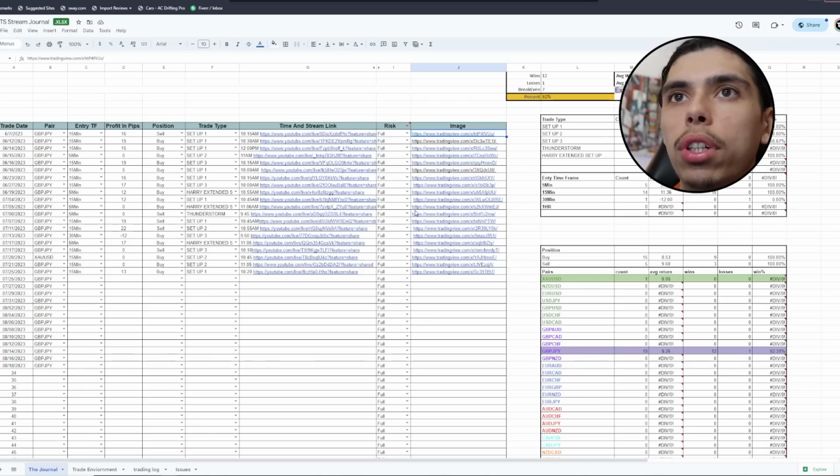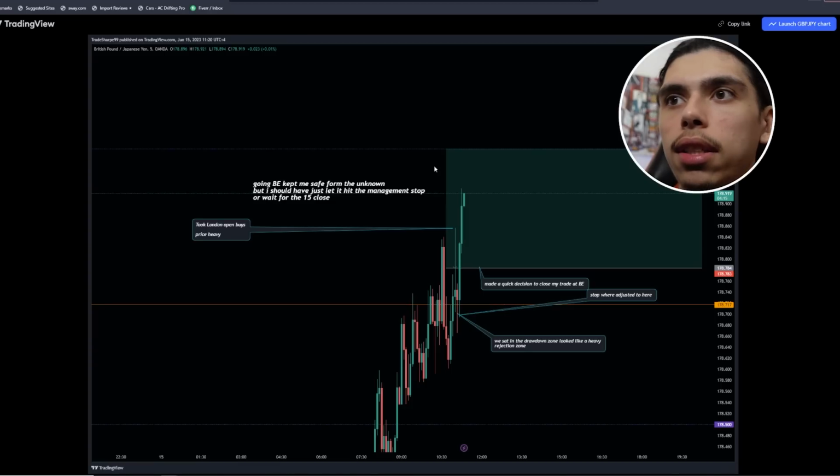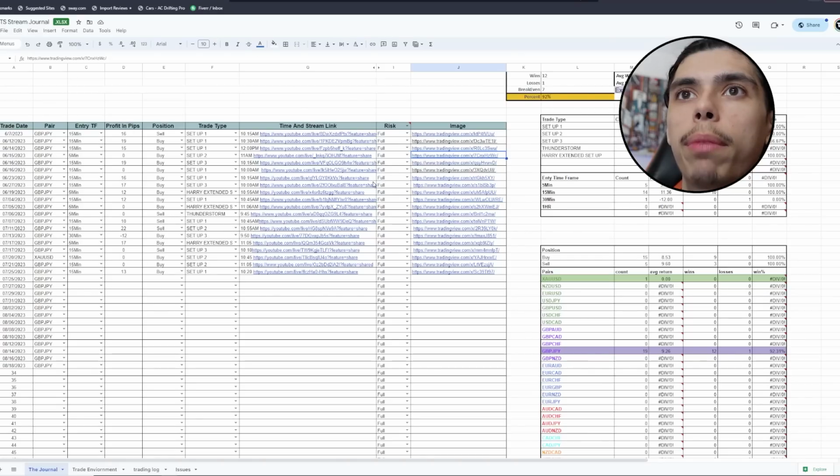If we go to the stream journal, let's see if we've taken any recently. Here we go. Let's have a look at how that looks, right? Setup number 2 basically here. Target the high. This was taking a bit of a later entry here, because it's on the 5, but this was the 15-minute close to target this area, right? And basically point to point. Made a quick decision.